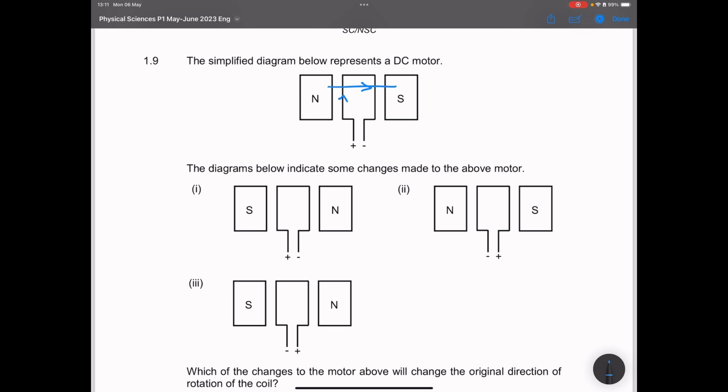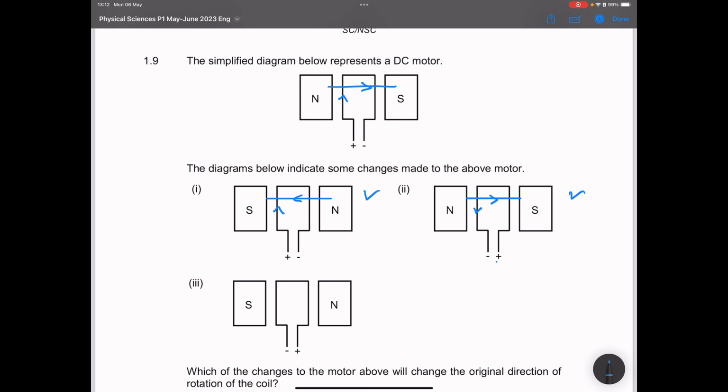So let's look at diagram 1. All right, so they've changed the orientation of my magnets. So my field changes, but the current is still the same, right? So definitely that will change the direction. Okay, on diagram 2, the field remains the same. We are going from left to right, but the current is now changed. So from positive to negative, the polarity has changed, right? So definitely that will change the direction.